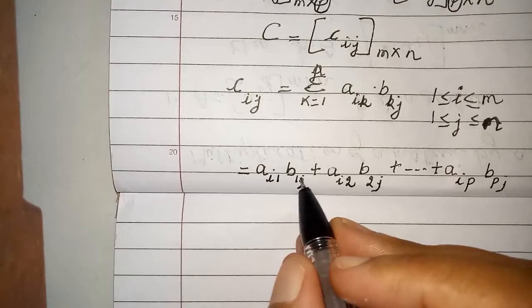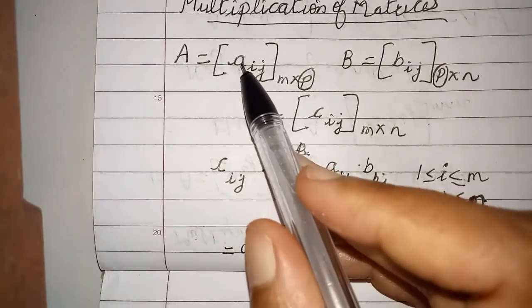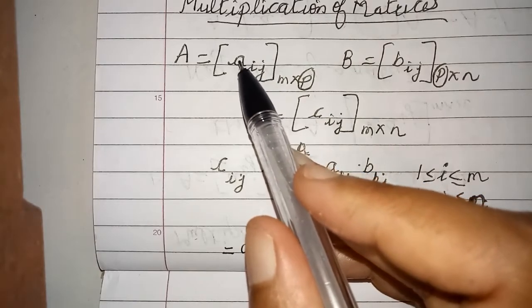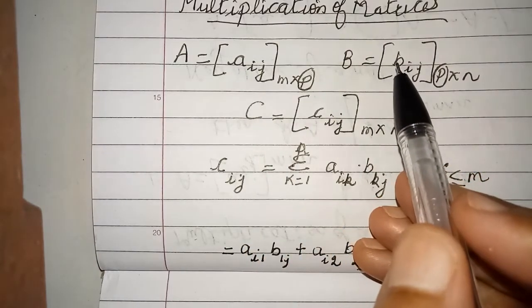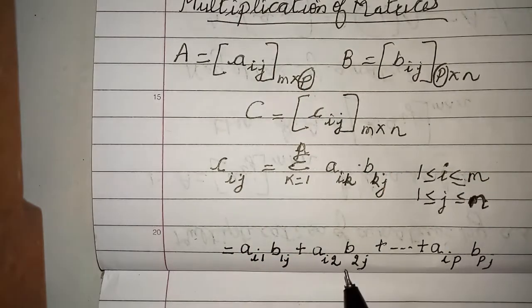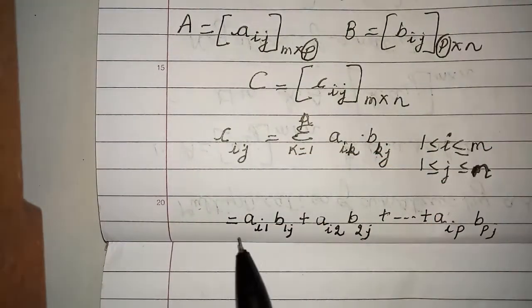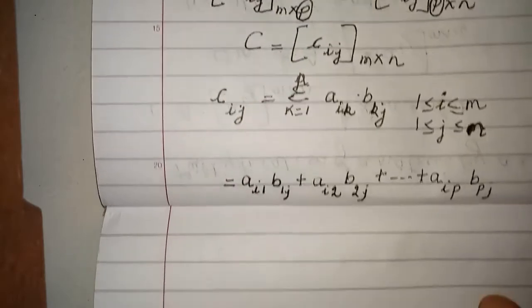So what is happening here, children? What do you mean here? The elements of your matrix A with the corresponding elements in matrix B are multiplied and added. Yes or no? Just carefully look here: A, B, and it is adding. So what is done here is that the elements of a row are multiplied with the elements of a column and then they are added. Okay, I will explain it through an example, children.